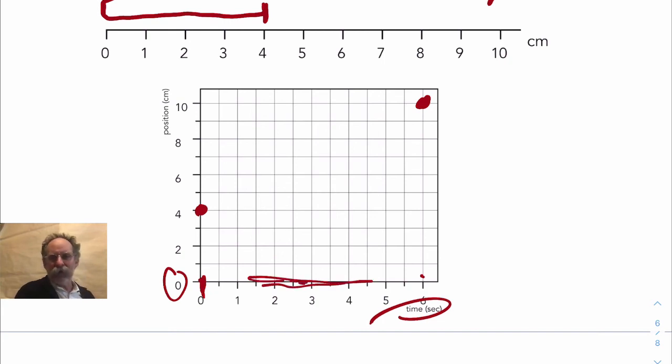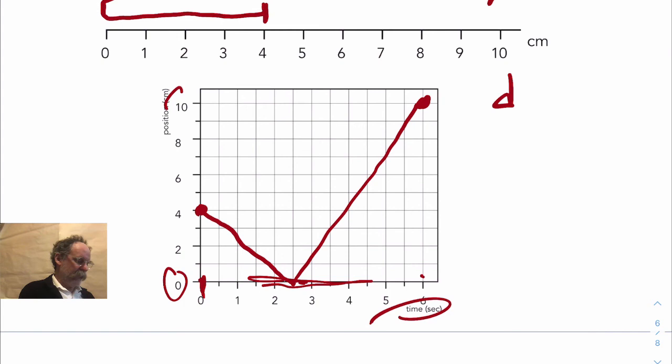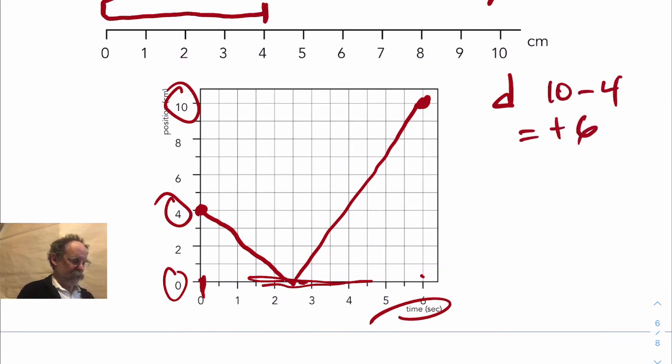Now, in this story, we don't know specifically when, so I'm just going to make this up. Oh, look, she goes to the playground. She's going back. And then she goes to the ice cream store. What's the displacement? Final position, 10, minus the initial position, 4. 10 minus 4, the displacement is positive 6.